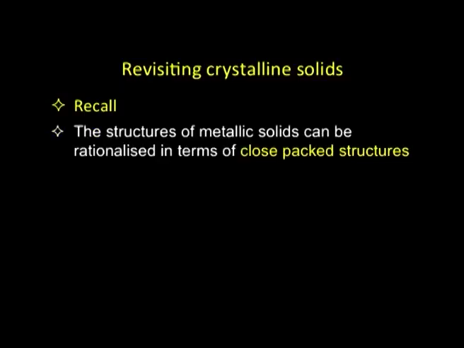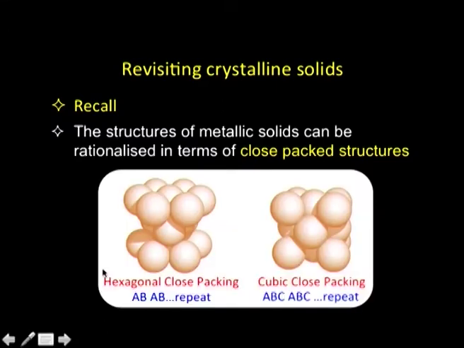Secondly, since we are going to talk about the structures of ionic solids, we will try to recall something about crystalline solids, which we learnt in our session on solid state. You will recall that the structure of metallic solids can be rationalized in terms of close packed structures. We learnt about two types of close packed structures. One is the hexagonal close packed structure and the second is the cubic close packed structure.